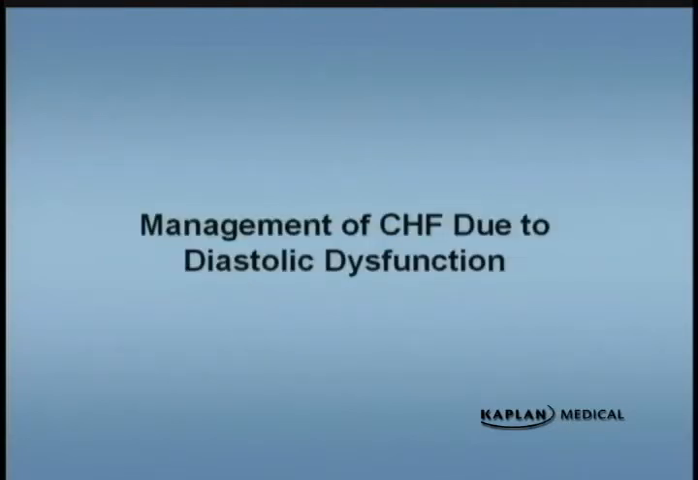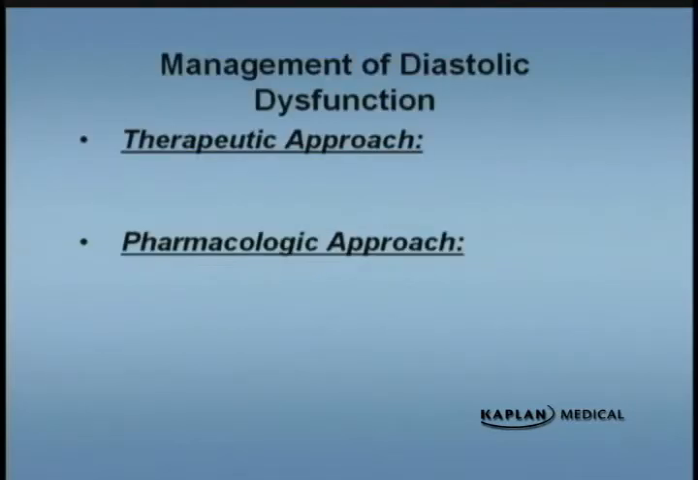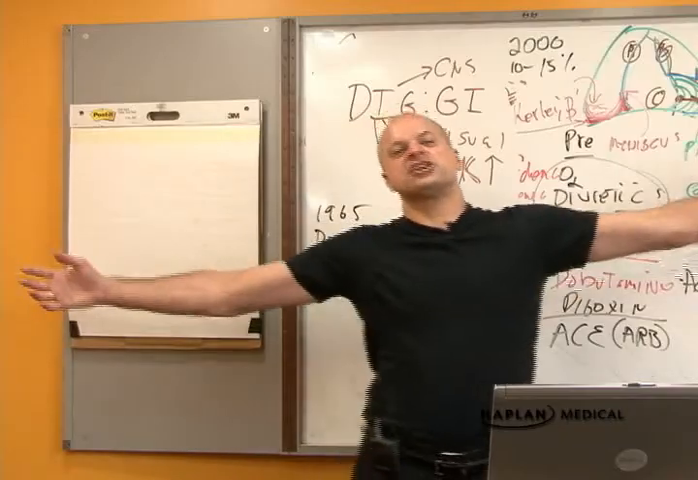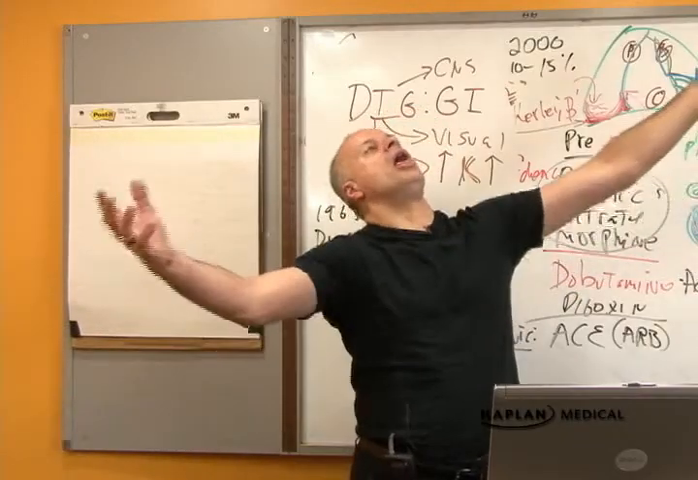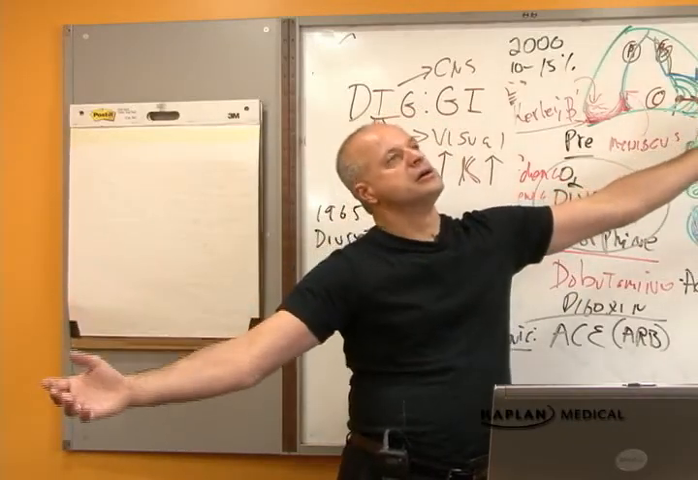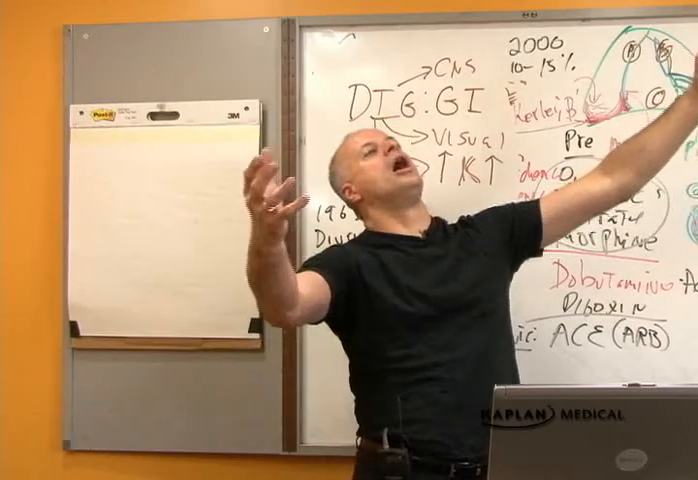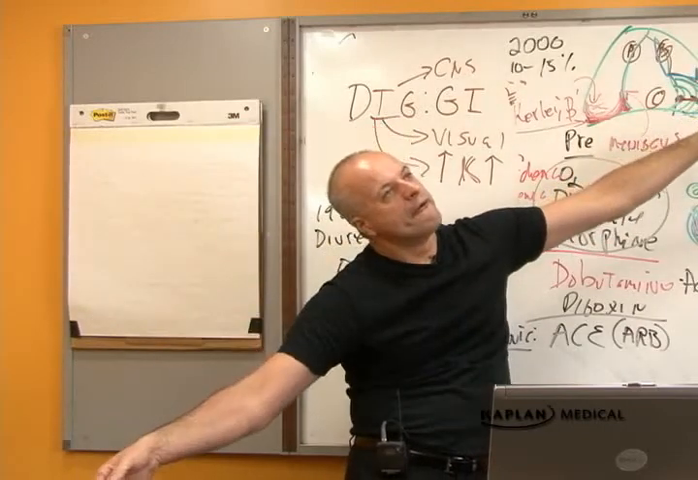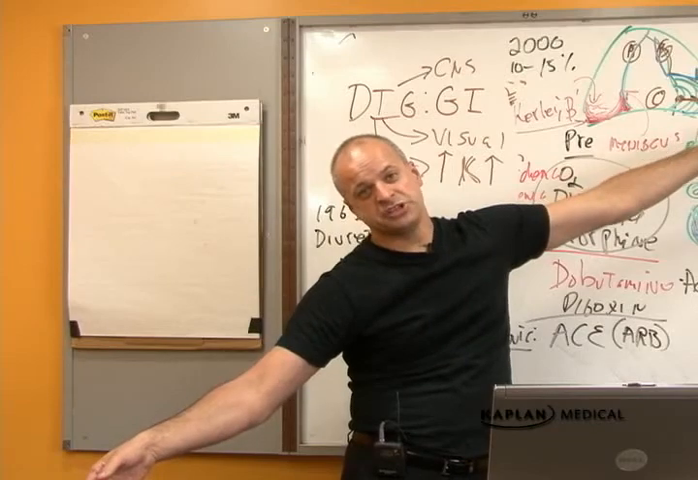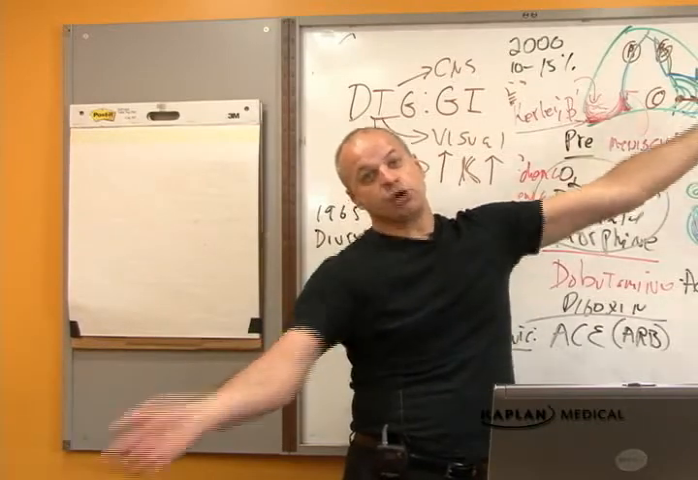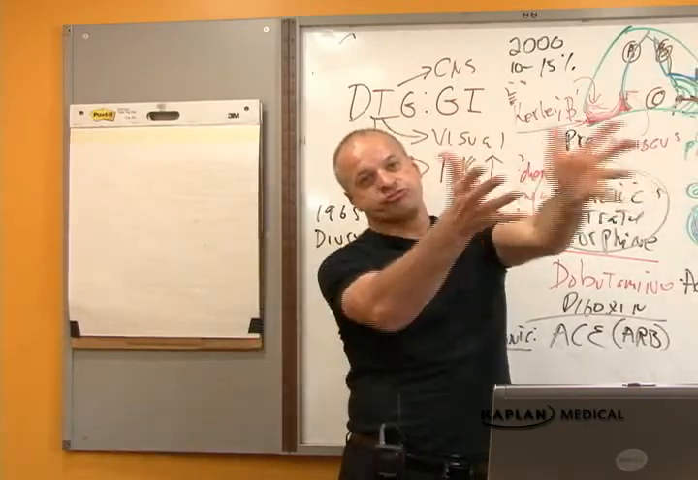Now, diastolic dysfunction means you have a normal ejection fraction. Diastolic dysfunction means you can contract fine, you just can't relax. The difference in management: remember, systolic dysfunction means low ejection fraction. Give me digoxin, ACE inhibitors, spironolactone.